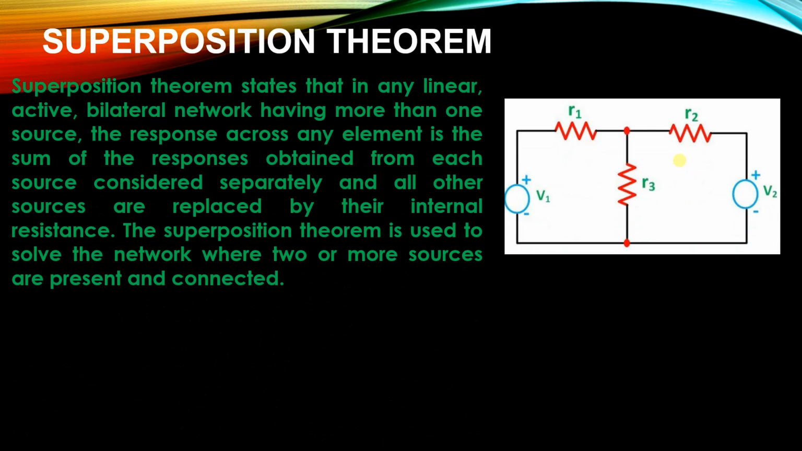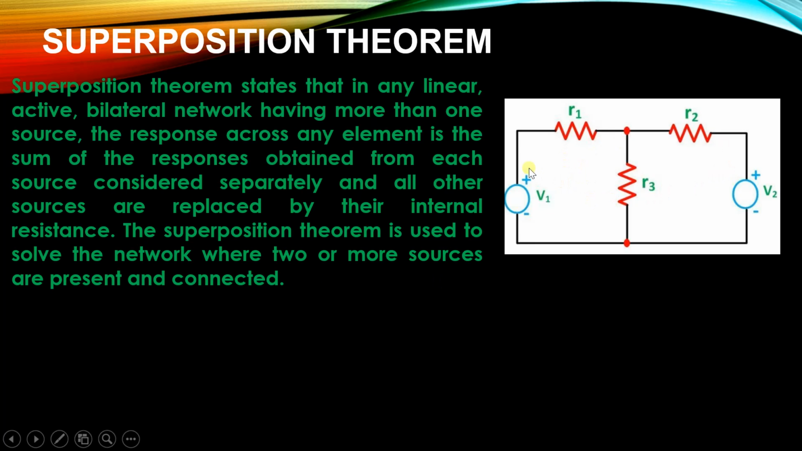Superposition theorem states that in any linear active bilateral network having more than one source, the response across any element is the sum of the responses obtained from each source considered separately, and all other sources are replaced by their internal resistance. The superposition theorem is used to solve the network where two or more sources are present and connected.